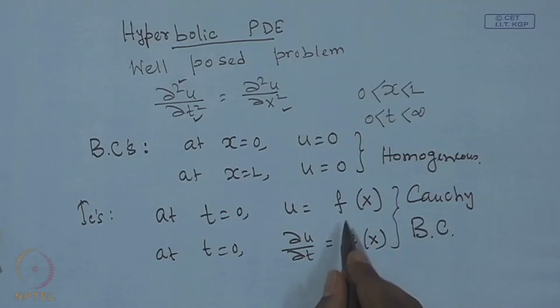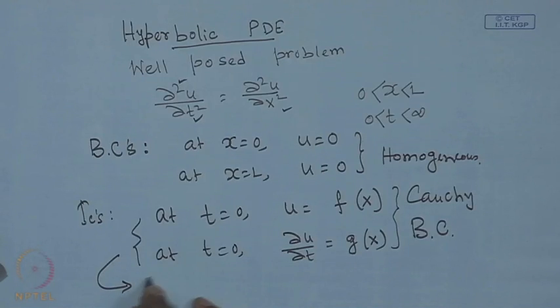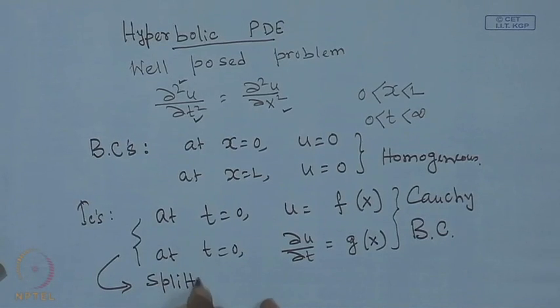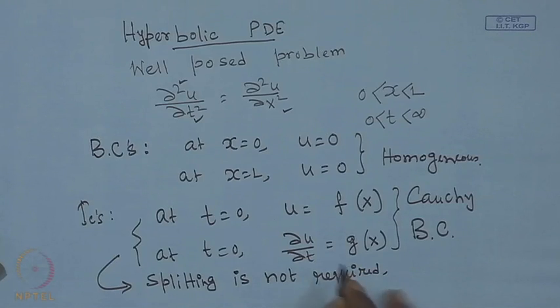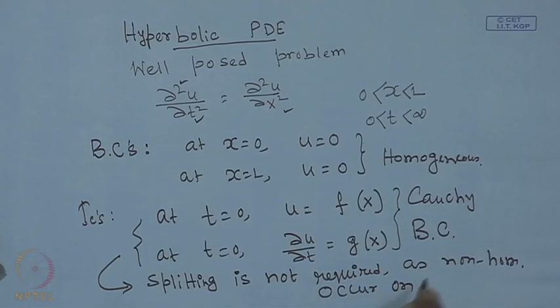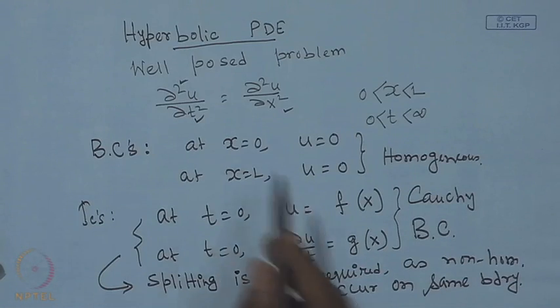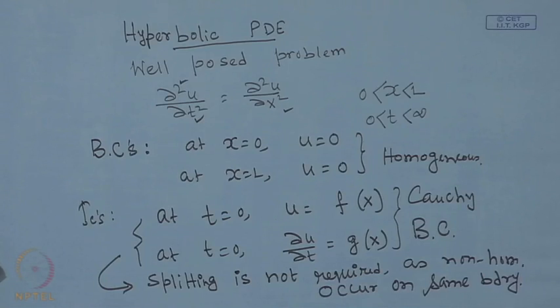Now, although these two conditions are non-homogeneous, we need not split it up. Splitting up, that means breaking down the problem into sub problems, is not required, because these non-homogeneities occur on the same boundary. So, we treat this problem as a well posed problem.